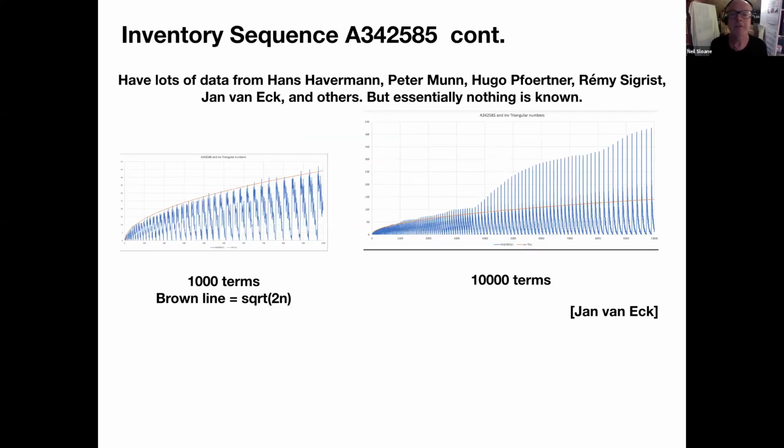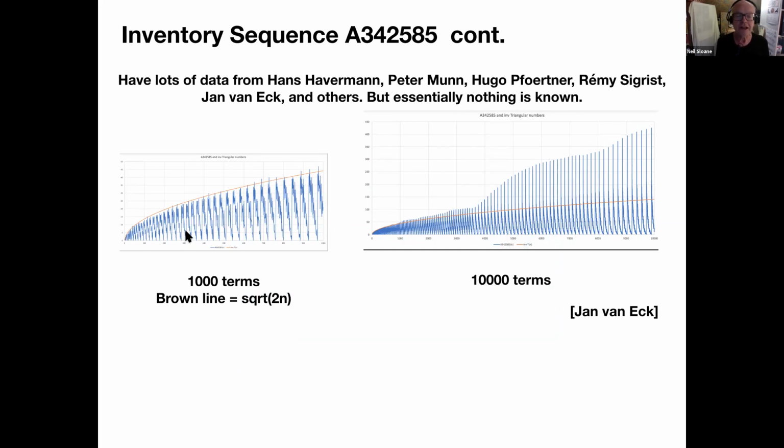Well, this was discussed on the Sequence Fans mailing list, and a lot of my friends got involved and created very nice pictures. Although, even after all these lovely pictures, it's still pretty much a mystery. So here's Jan van Eyck made a plot of the first 1,000 terms, and you can see they go up and down and up and down. This is a literal graph of the whole sequence.